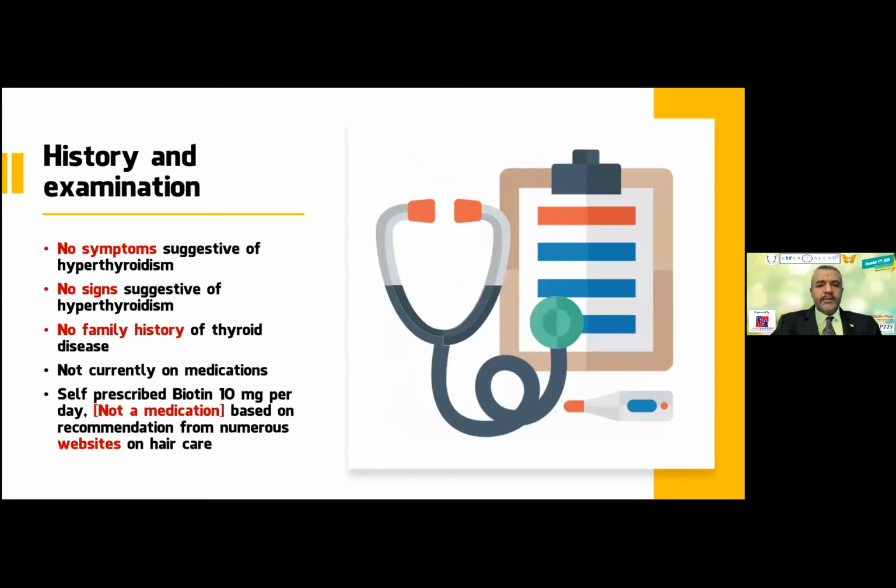For history and examination for this patient, she has no symptoms suggestive of hyperthyroidism. She has no signs suggestive of hyperthyroidism. She has no family history of thyroid disease. She is not currently on medications. Actually, she was asked, what are the medications that you take? But then when she was asked, do you take anything else? Then she has described that she has self-prescribed biotin, 10 milligrams per day.